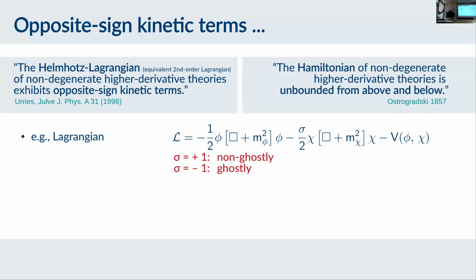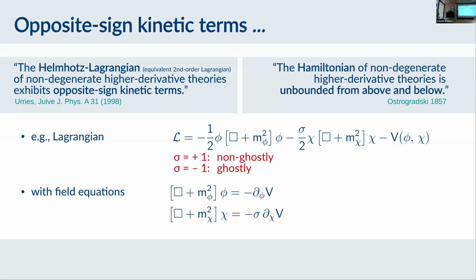So if you derive the equations of motion or the field equations of this Lagrangian, they look like this. And they are really just wave equations. And on the right-hand side, you have the potential. And so from this, it's very obvious that the potential ghost instability, right?